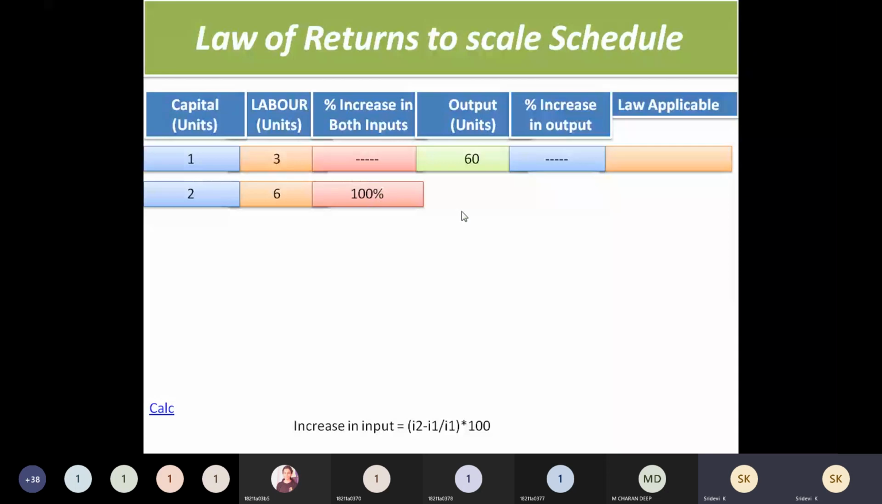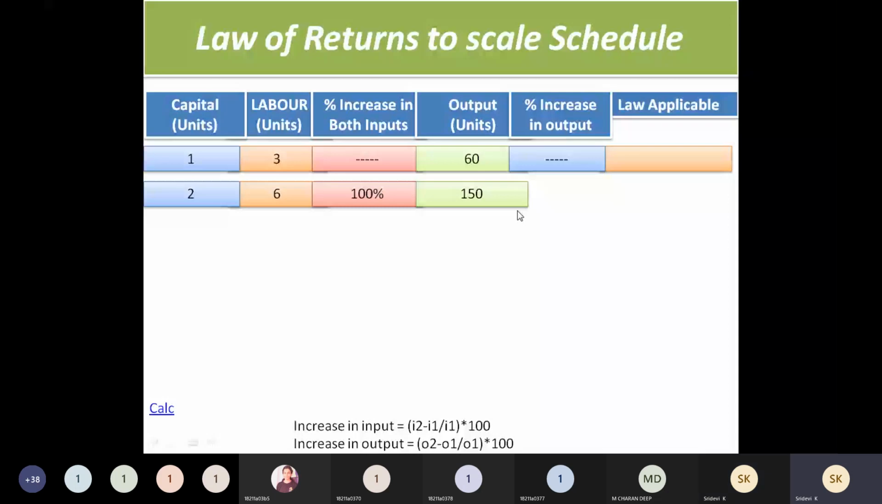100% is taken. For output also you are going to use the same formula. For output I have given here O2 minus O1 divided by O1 into 100. Here I am bringing a change in the output up to 150. Suppose the output is increased to 150 units when you use 2 lakhs of capital and 6 laborers. So what will be the percentage at this stage? 150 minus 60 divided by 60 into 100. You do that, and that will give you the increase in the output.